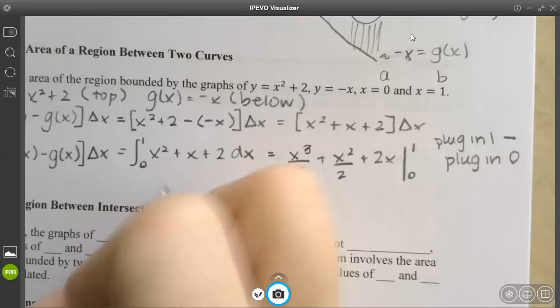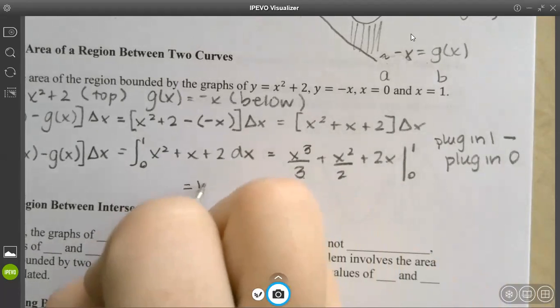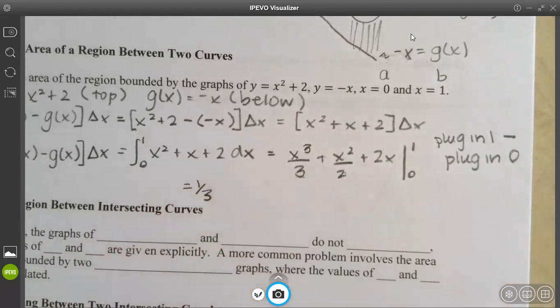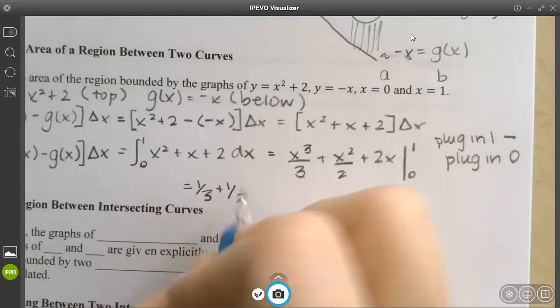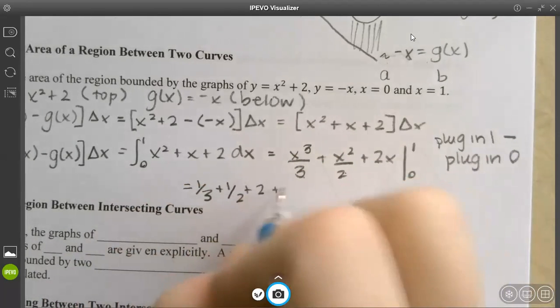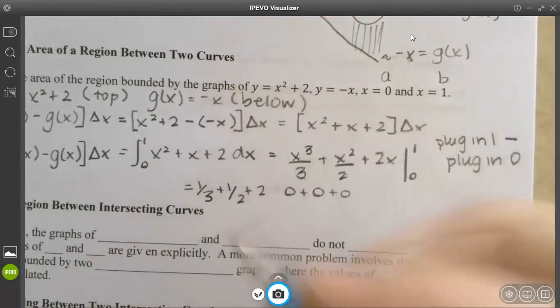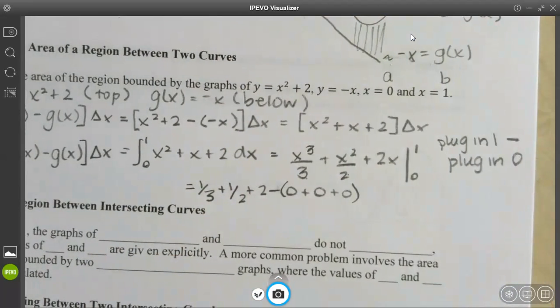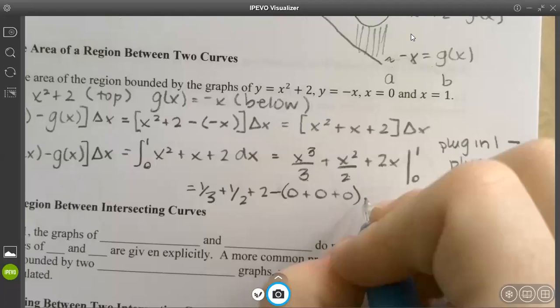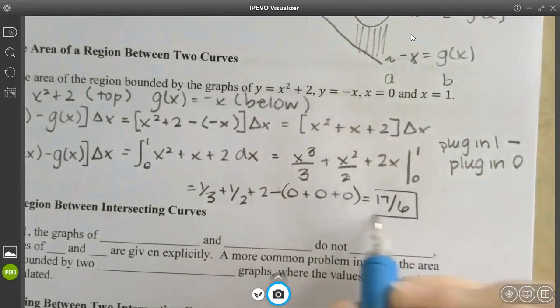When I plug in 1, what do I get for this first fraction? When I plug in 1, what do I get for the second fraction? When I plug in 1, what do I get for the third part? And then I would plug in 0, plug in 0, plug in 0. This would actually be a minus, just so you understand where it's coming from. And then you put in 1/3 plus 1/2 plus 2, and you're going to get 17/6. So this is your final answer.